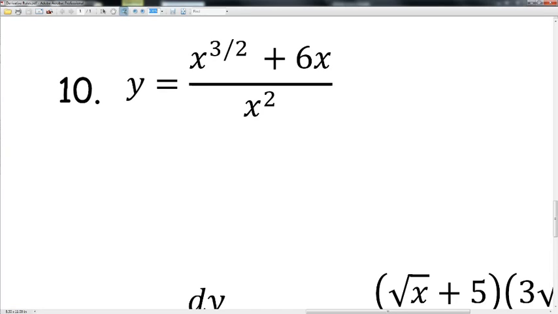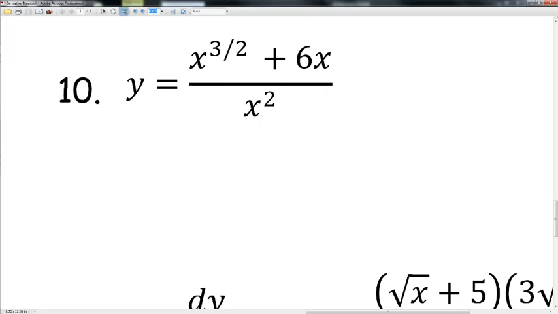Sorry about that, guys. I forgot that I had two more, so I'm going to go through these really quick for you. The first thing I need to do is put this in power form. Notice that I have just a single unit in the denominator. When that occurs, I can go ahead and split it up. The difference is if I had something like x plus 3.